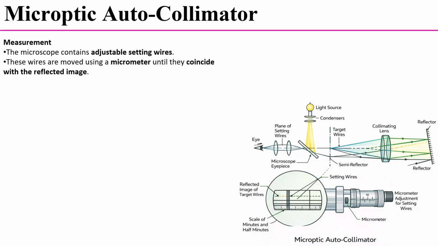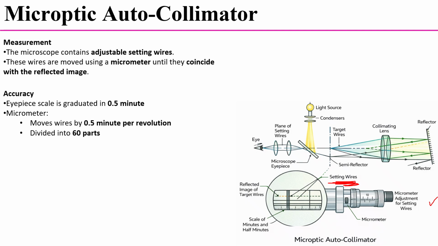Next we will discuss the measurement of the micro-optic autocollimator. The microscope contains adjustable setting wires. Here you have to observe the schematic. Here the setting wires are there, and these are the adjustable setting wires. These wires are moved using the micrometer until they coincide with the reflected image.